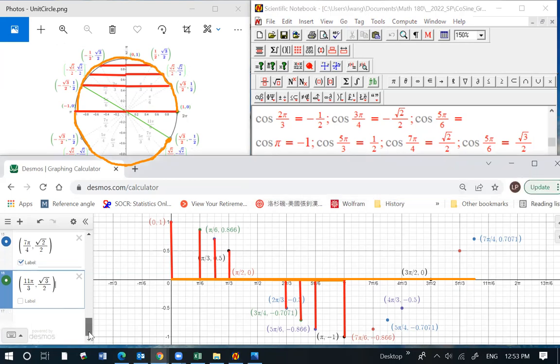Oh no, I didn't put those points there. Oh, never mind. Wait, 11 pi over 6. Oh gosh, I was making terrible mistakes. 11 pi over 6. There you go, that green dot. Okay, we label it. That's about right.